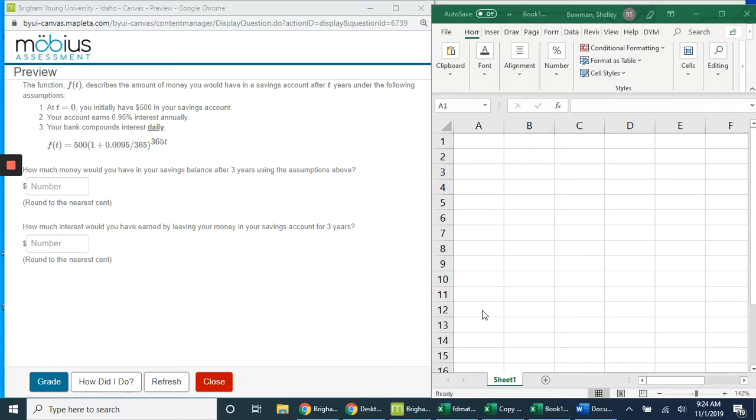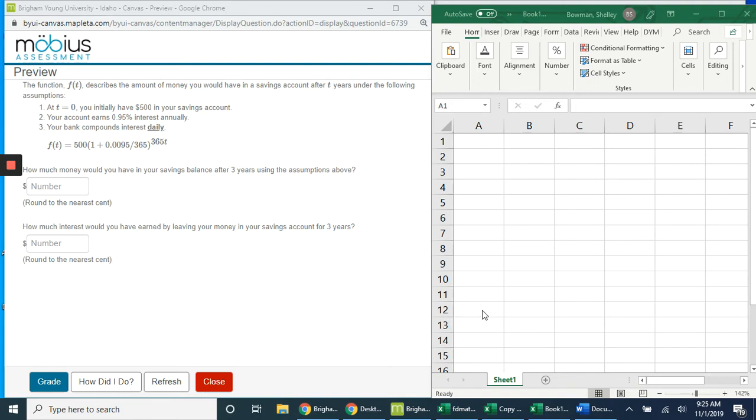Video is for help on Lesson 7 in MapleTA or Mobius on question number 6. The function f of t describes the amount of money you would have in a savings account after t years under the following assumptions. At t equaling 0, that means that time is 0. You initially have $500 in your savings account, so no time has elapsed. Your account earns 0.95% interest annually, and your bank compounds interest daily.